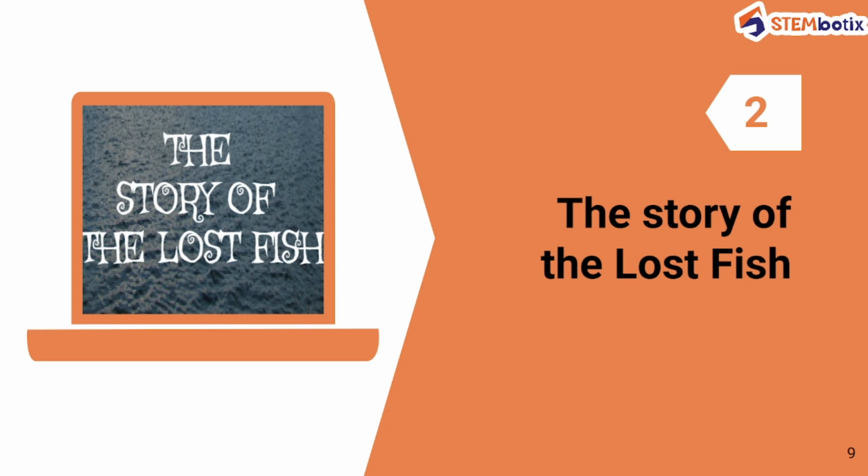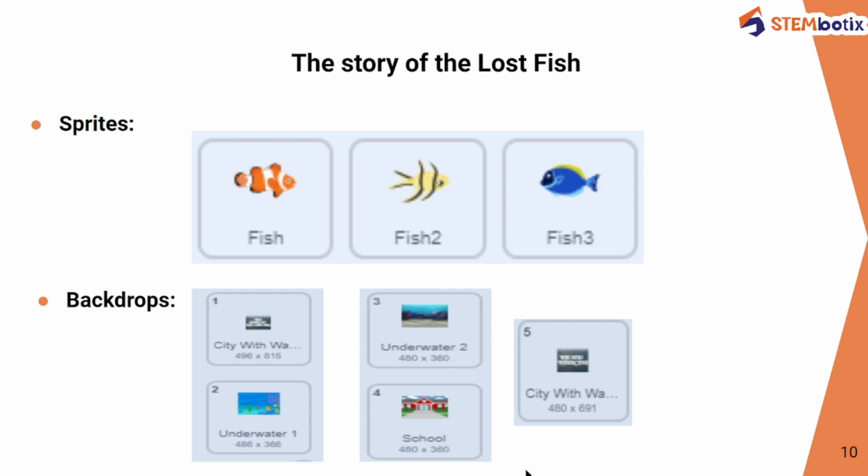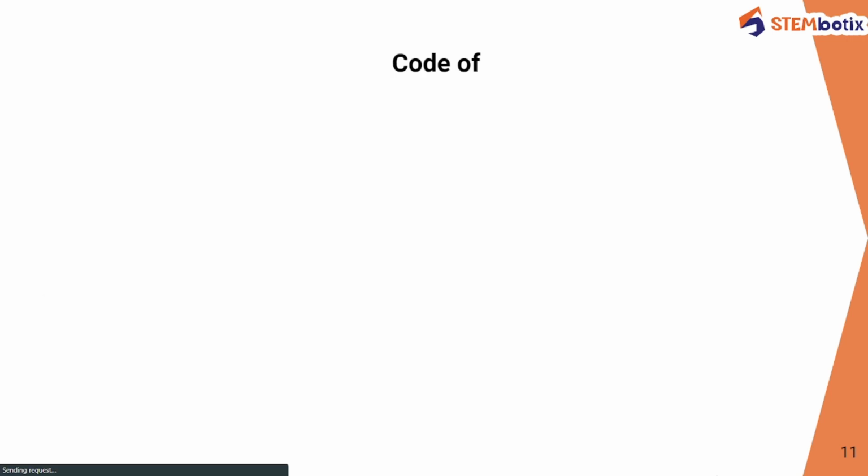So after walking on the beach with a friend, we are going to see our second story, and that is the lost fish. In this particular story, we are going to need these three sprites. These three are different kinds of fishes, and these five backgrounds. So these are the things which we are going to need to make this story.